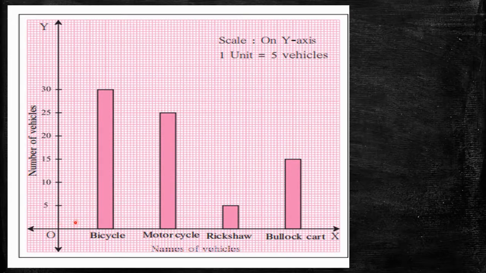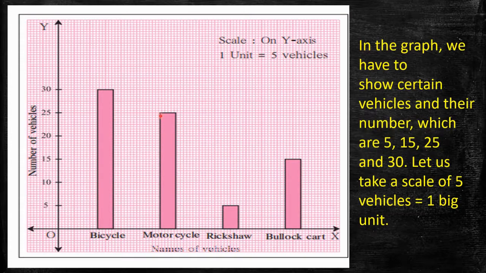So here bicycle is 30, motorcycles are 25, rickshaws is 1, which means 5, and bullock cart is 15. So like this we will draw a bar graph.